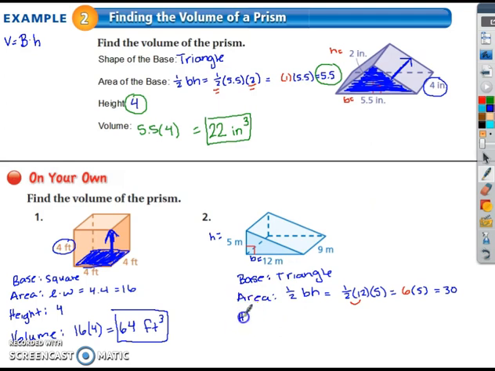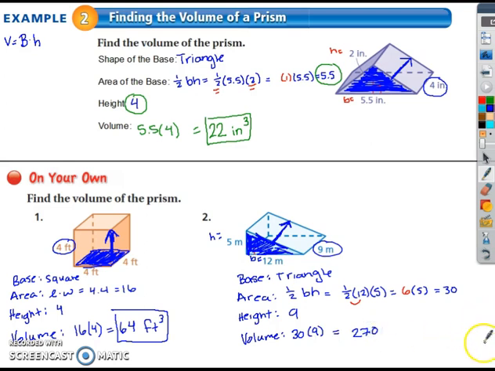Now I need the height of my prism. Or I need to know how far do I need to slide this base. If I take this base and I want to slide it to the other side, I need to push it a total of 9 meters. So my height is 9, meaning that my total volume is going to be the area of the base, which is 30, multiplied by 9, for a total of 270.